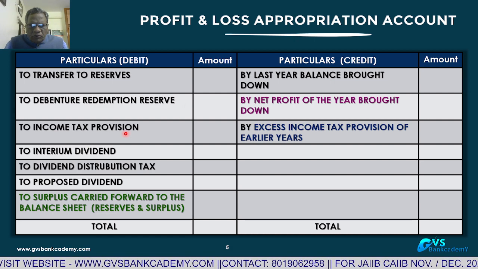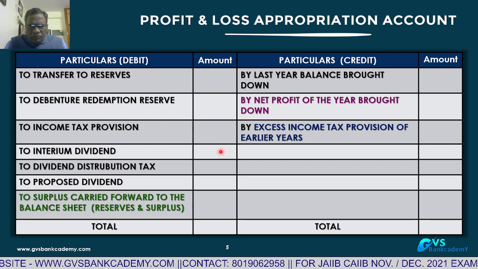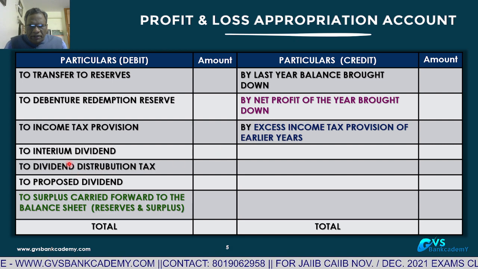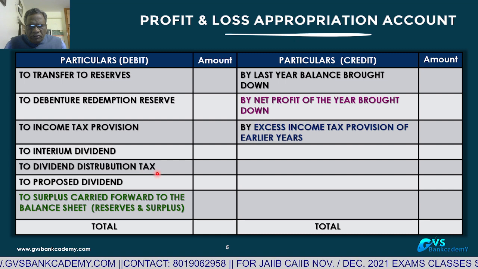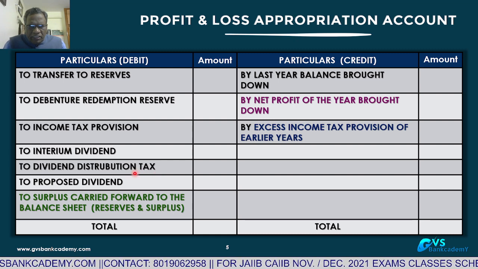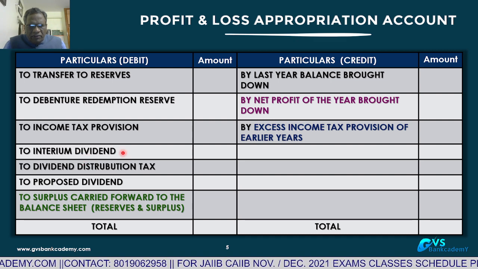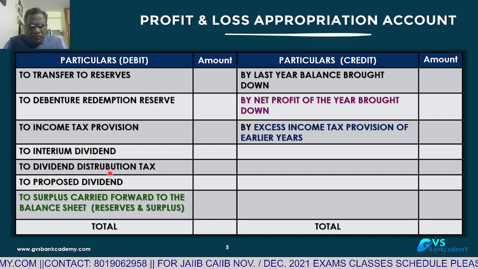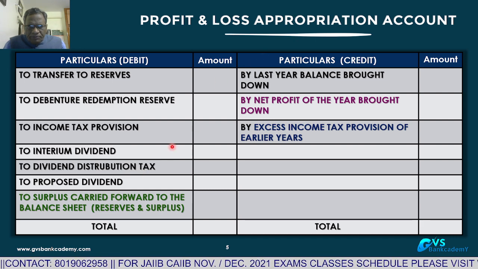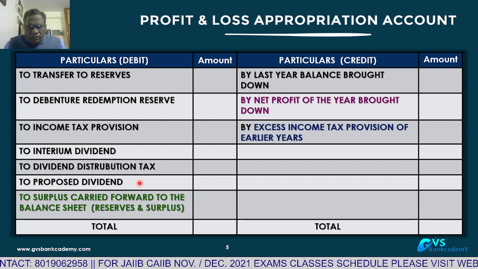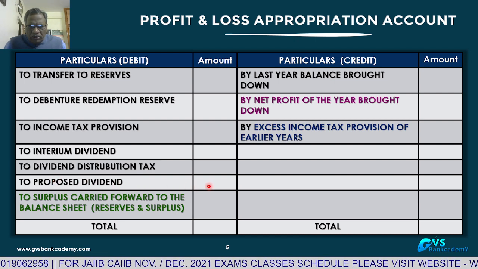Current year income tax provision, debit. Interim dividend, any interim dividend which was paid, that. And on the dividend, final dividend or interim dividend, dividend distribution tax. As per the Income Tax Act, the bank has to pay the dividend tax on dividend. So that is called dividend distribution tax also. It is going to be debited to P&L. And any dividend proposed during the current year, that also will come.